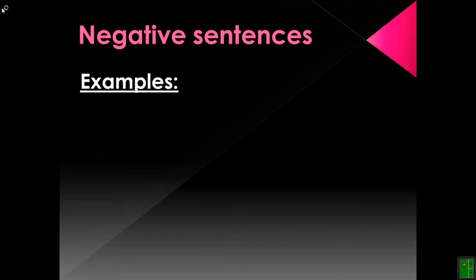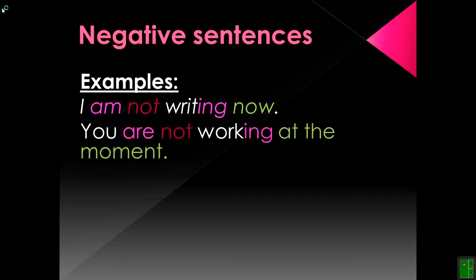How about the negative sentences and how do we form them? Let me give you some examples to show you how we form the negative sentences. Example number 1, I am not writing now. We use not after am, so you say am not. Example number 2, you are not working at the moment. We use not after are, so you say are not or aren't.